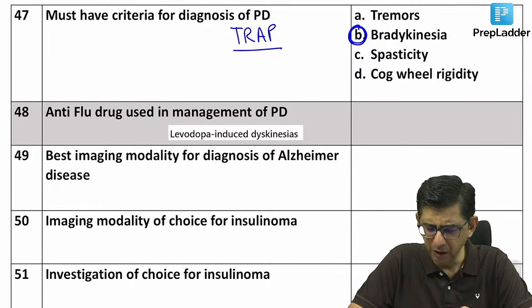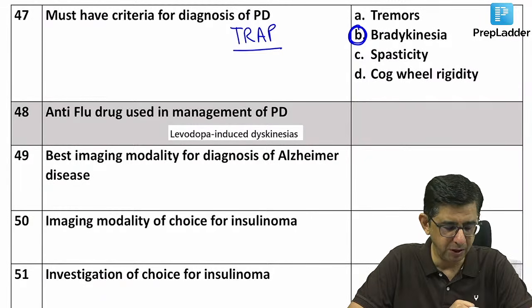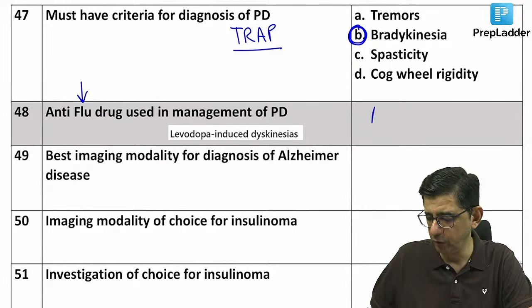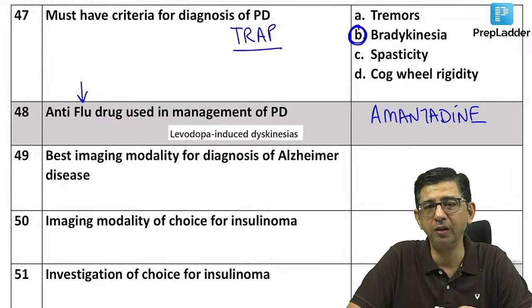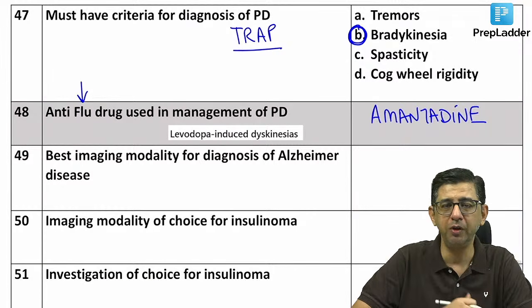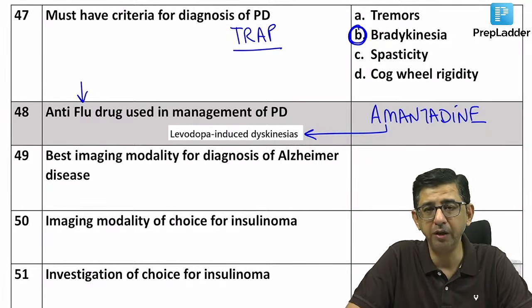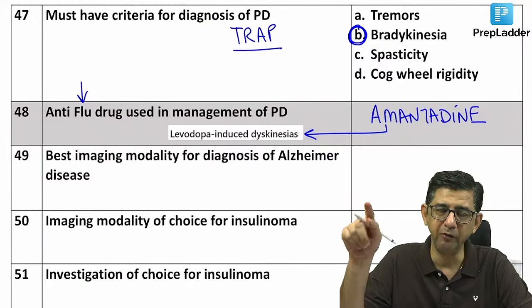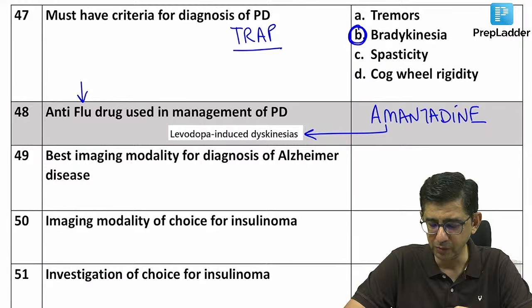The next one: all four are present, but then he says the must-have criteria for diagnosis would be given as bradykinesia. We cannot diagnose it otherwise. Then the anti-flu drug which is used for management of PD would be answered as amantadine. Why do we use amantadine? Mainly because when we give levodopa, there are a lot of side effects that come. One of them is peak dose dyskinesia. So for management of that peak dose dyskinesia, which is induced by levodopa, we shall be using amantadine. The rationale is that when the level of levodopa spikes, it will cause peak dose dyskinesia, and to minimize those, amantadine would be used.